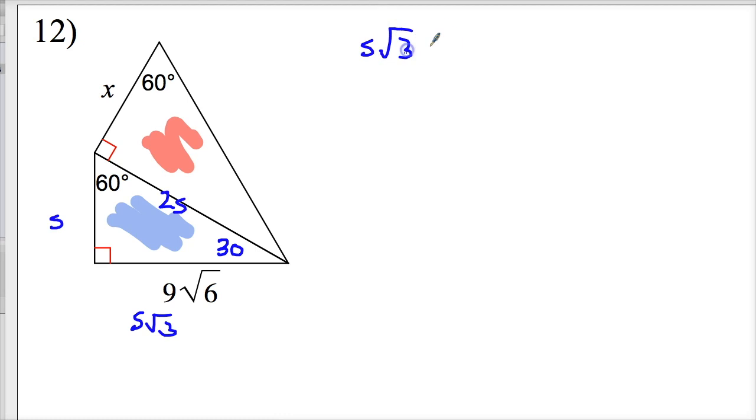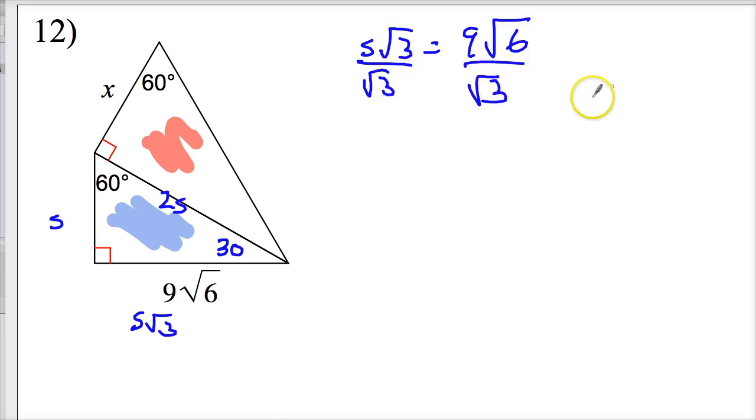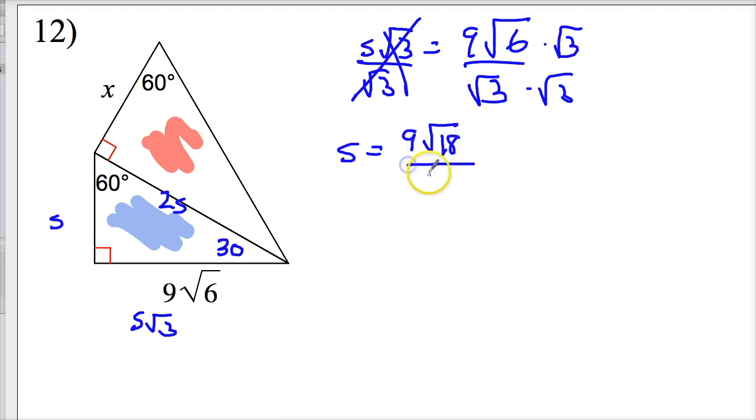Side square root of 3 is equal to 9 square root of 6. So I'm going to divide both sides by the square root of 3. Once again, can't leave it looking like this. So you have to multiply this times the square root of 3 and this. Those go away. s is equal to 9 times the square root of 18 over 3. Now, a couple things you could do here. First off, you can reduce these. So I'm going to go ahead and do that.